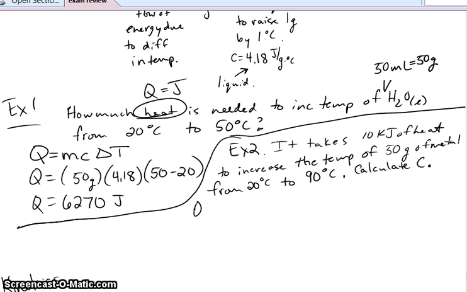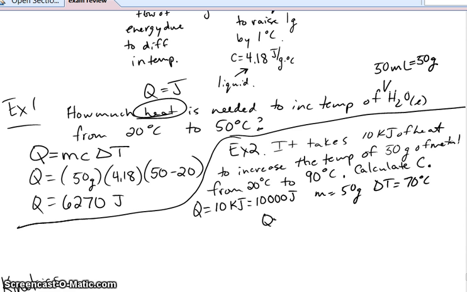First, I'm going to list what's given. 10 kilojoules, and you need to know that conversion. That is 10,000 joules. You must be in joules when you solve these problems. Mass is 50 grams. And change in temperature is 90 minus 20, or 70. Remember to do final minus initial. If it said from 90 to 20, it would be heat lost.